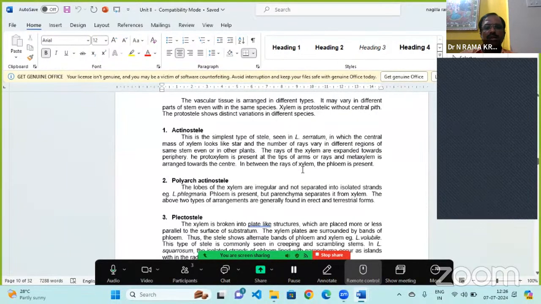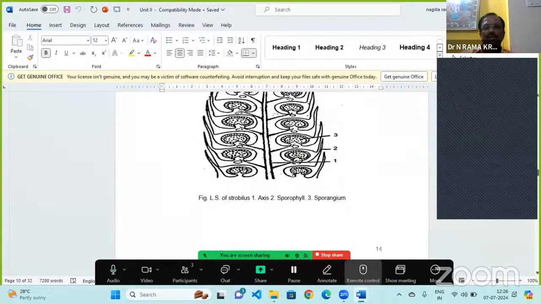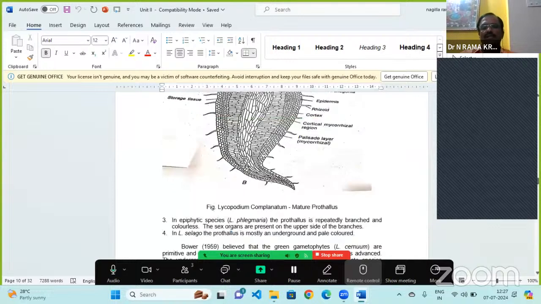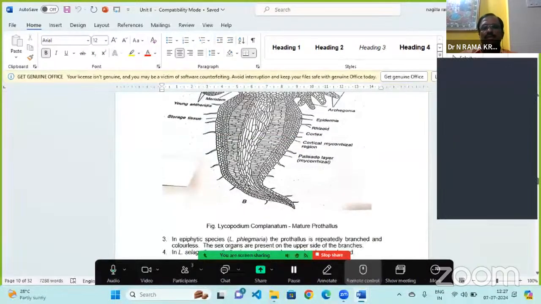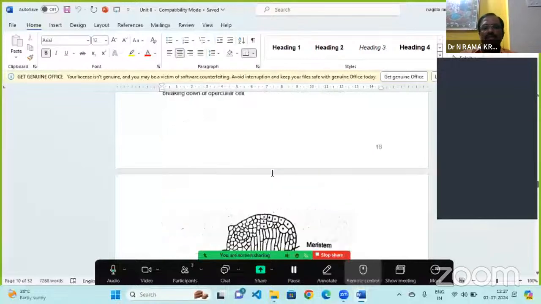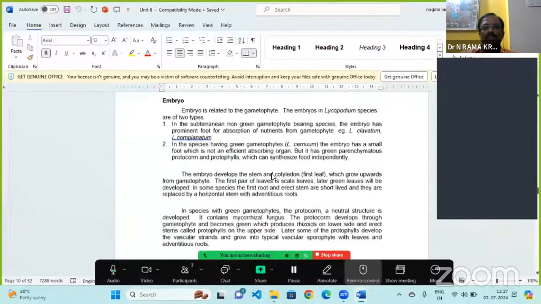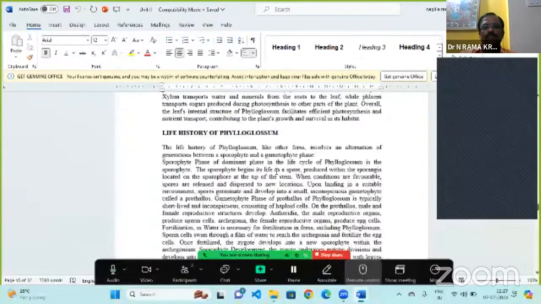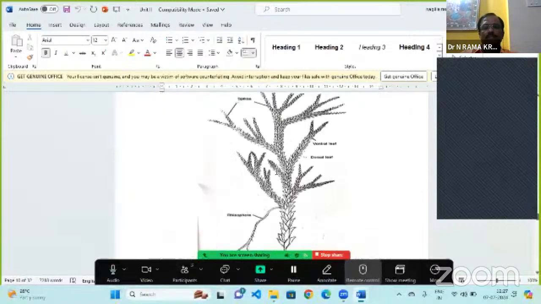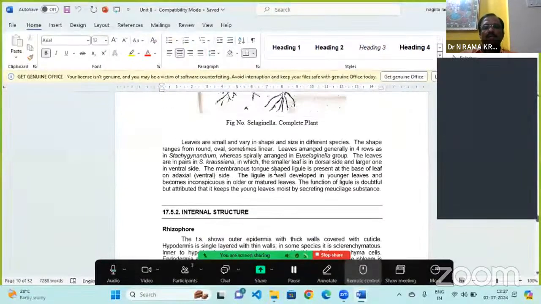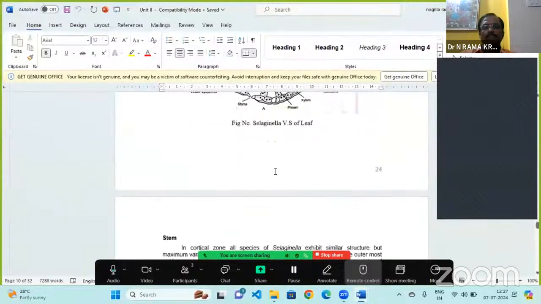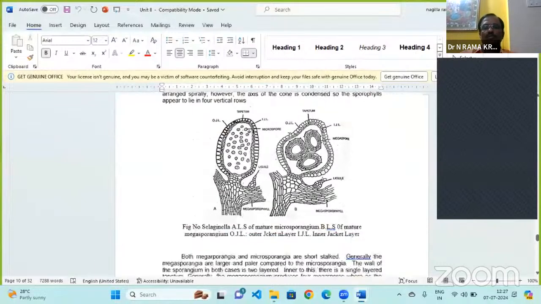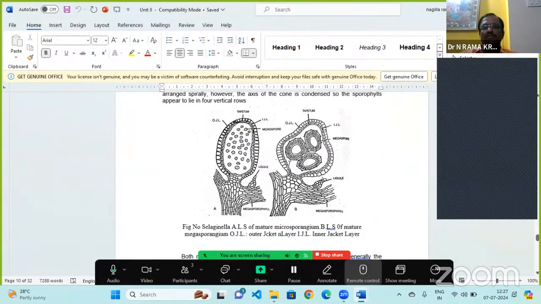Just wait, I am sharing the reproductive structures. Yes, this is a cone-like structure. We will discuss it in the next part. This is the gametophytic stage, the prothallus. Now, this is the spores. There are two types of spores.